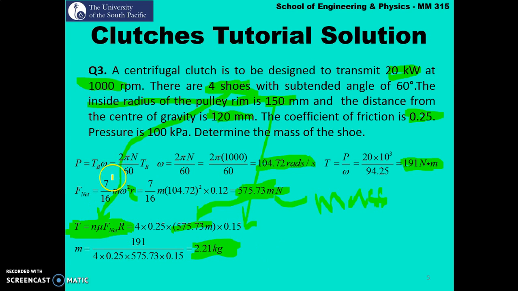Again, these equations are obtained from your lecture notes. When you look at your lecture notes on clutches, we've got a section on the centrifugal clutch, so these equations are there. F net is the difference between your centrifugal force and the spring force, so we can use this straight away: 7/16 m omega squared r. And then torque is equal to n mu F net r, where n is the number of shoes, in this case 4 shoes, so substitute. Finally you get the mass of each shoe to be 2.21 kg.